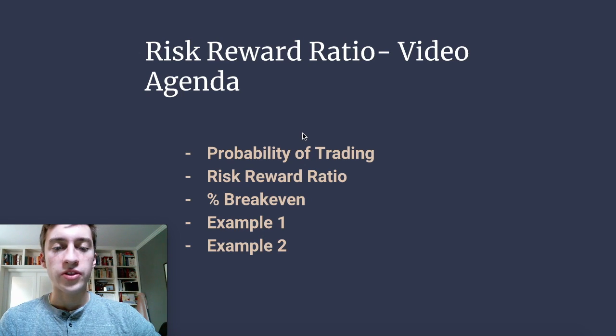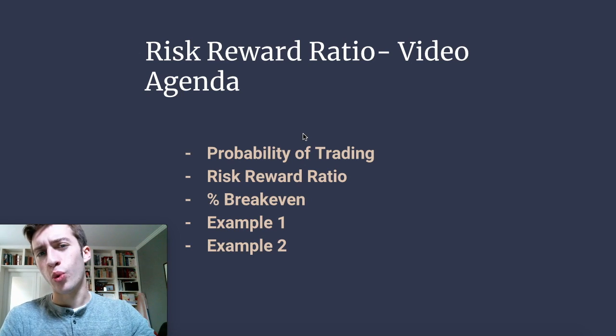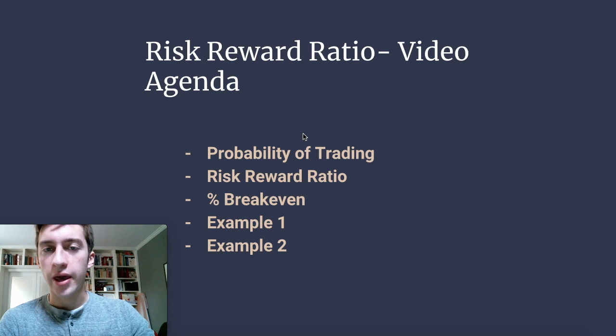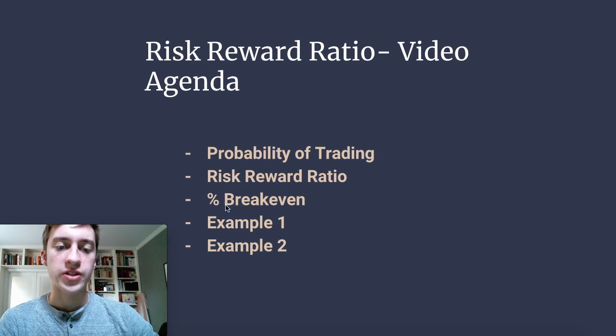Now, within this probability, we have risk reward. And basically what you want is to have the probability of that trade be higher than the risk reward ratio. And if that doesn't make sense now, that is a-okay, because I'm going to explain how we get those percents and an easy way to find them.